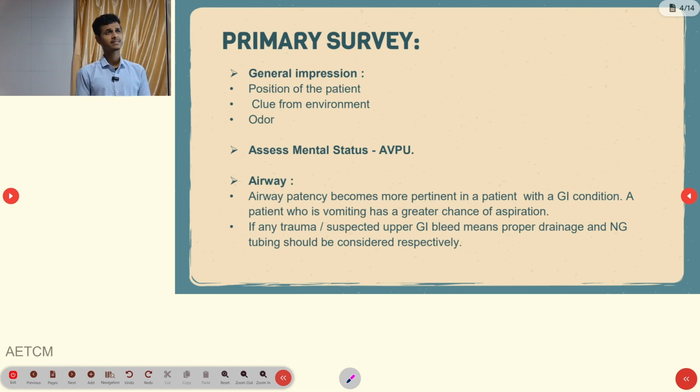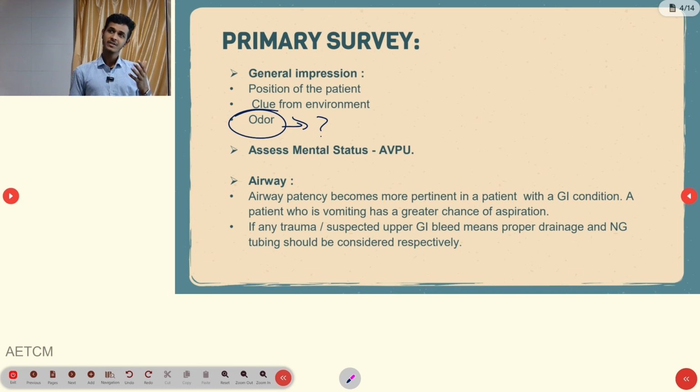Coming to the primary survey, first we have to form a general impression by seeing the position of the person and clues from the environment. More important in GI emergency, odor is one of the important things. The general impression is otherwise known as the initial 10-second assessment, right? Odor plays a crucial role: if the person has had prolonged or frequent episodes of vomiting or diarrhea, we can get a foul smell. That is one of the key factors that can help us.